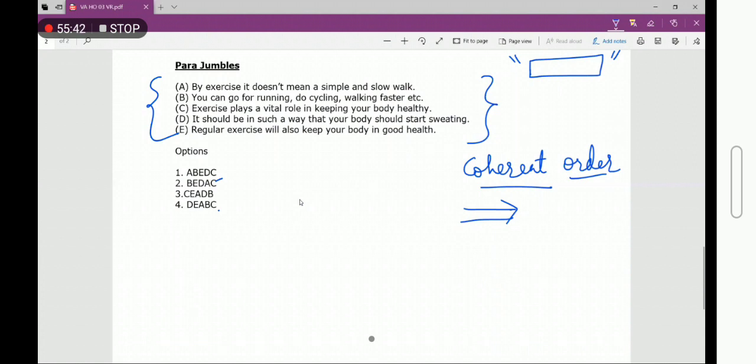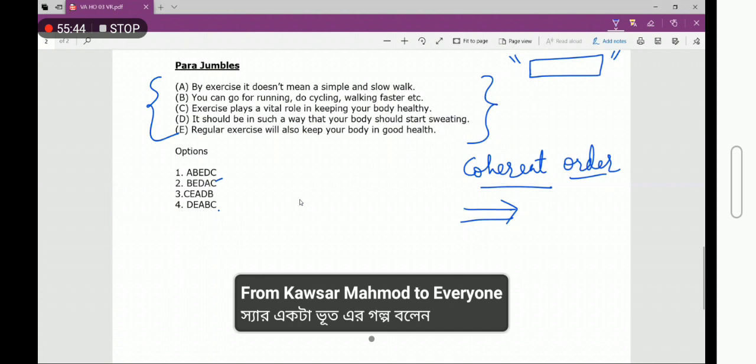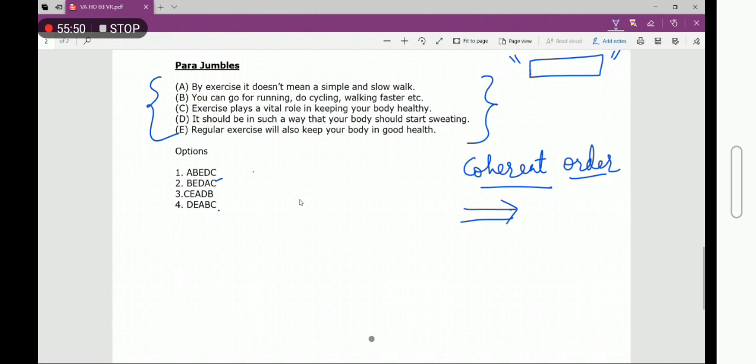Okay, let's discuss the question, guys. So, see, let's try to understand what it's saying. These are all sentences, probably part of a paragraph, and we have to make the correct sequence so that it is coherent, right? The meaning is sort of in a sequence.